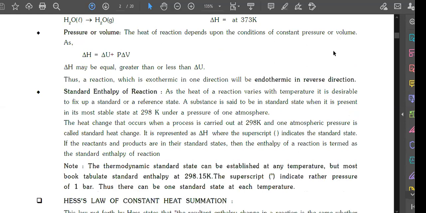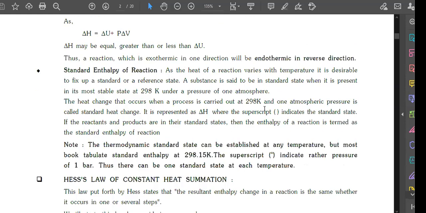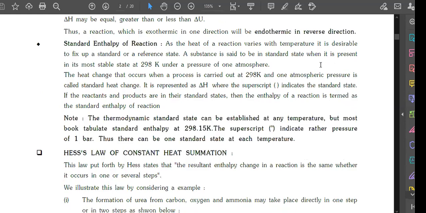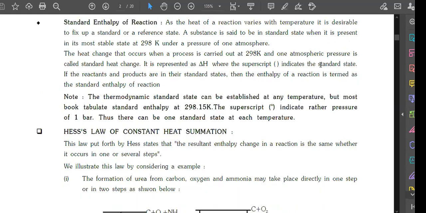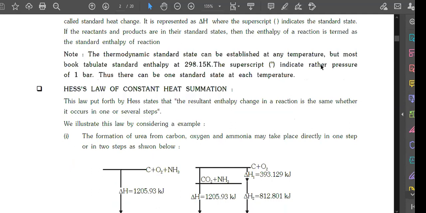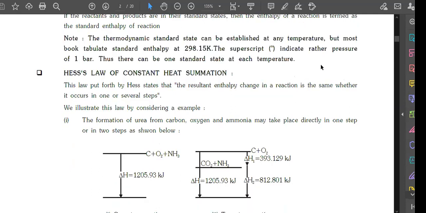Okay. So Hess law of constant heat summation. We have already studied what Hess law is. If we have multiple reactions, just see this. We have this reaction C plus O2 plus NH3. This reaction is carried out in two steps. First is C plus O2 gives CO2. This is your reaction 1.